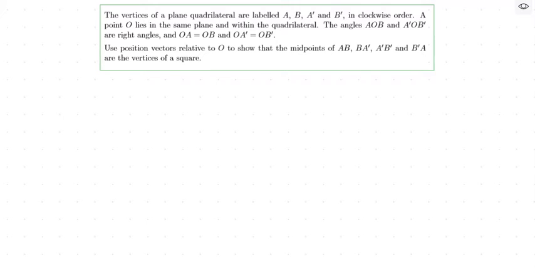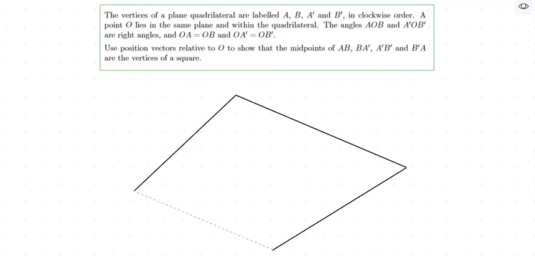The vertices of a plane quadrilateral are labelled A, B, A dash, B dash in clockwise order. Let me draw this. Okay, that'll do. So we've got A, B, A dash, and B dash. Point O lies in the same plane and within the quadrilateral.